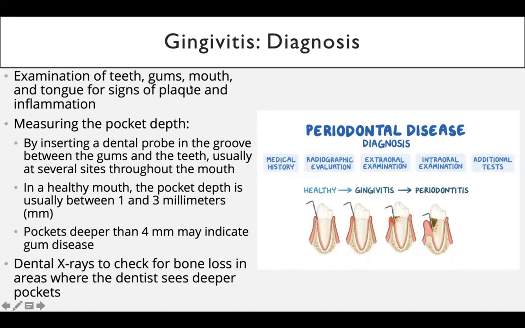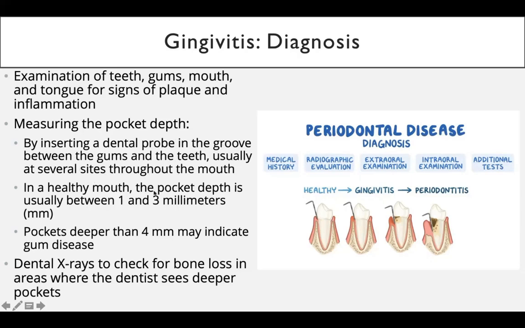Examination of teeth, gums, mouth, and tongue for signs of plaque and inflammation. Intraoral examination: measuring the pocket depth or deepening of the pocket by inserting a dental probe. You see this on the right side, this is a dental probe. They come in different sizes and diameters, which help us know how much the pockets are widened and deepened. The probe is inserted in the groove between the gums and the teeth, known as the gingival groove or gingival sulcus, usually at several sites throughout the mouth.